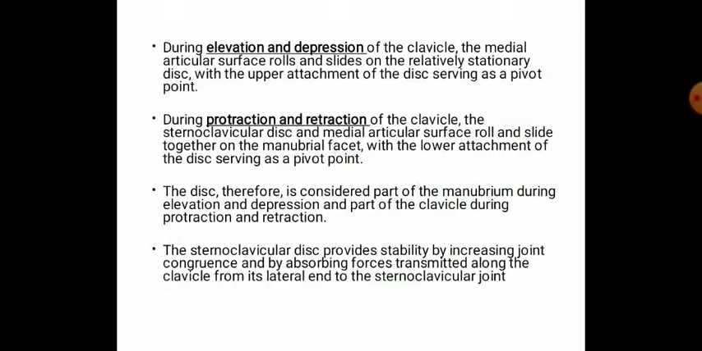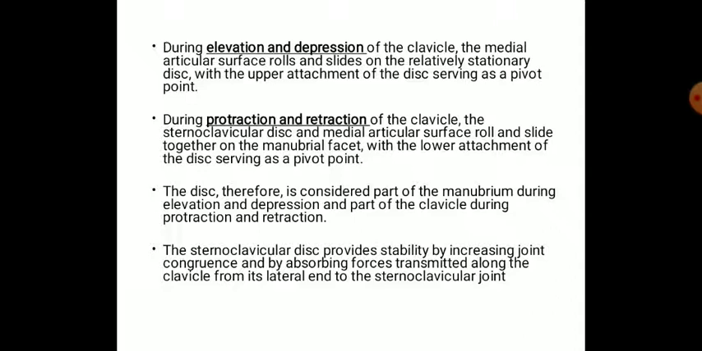During elevation and depression of the clavicle, the medial articular surface rolls and slides on the relatively stationary disc, with the upper attachment of the disc serving as a pivot point. During elevation, whenever we lift our clavicle superiorly, and whenever we keep it inferiorly, what happens? The articulating surface rolls on the stationary disc. The clavicle rolls on a stationary disc.